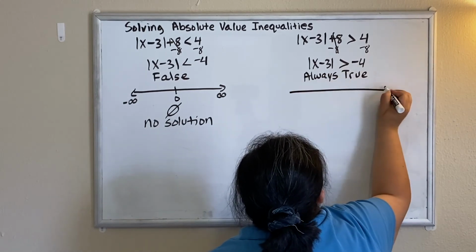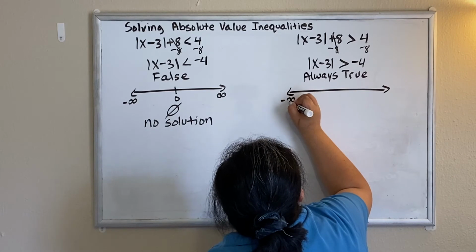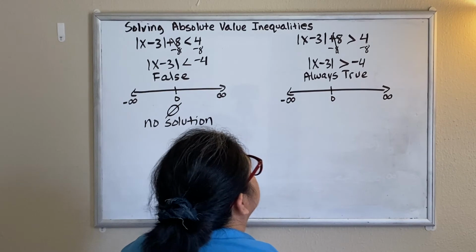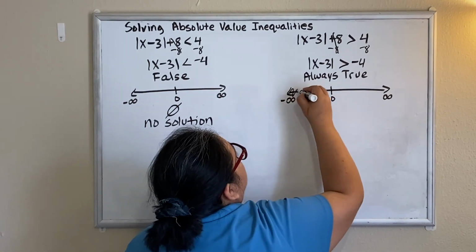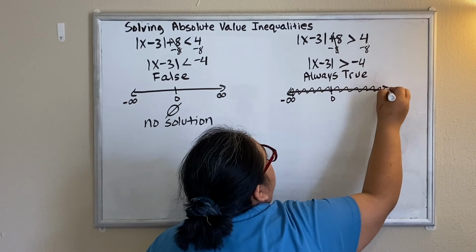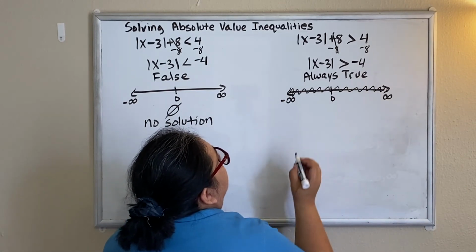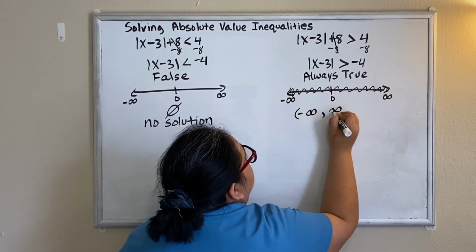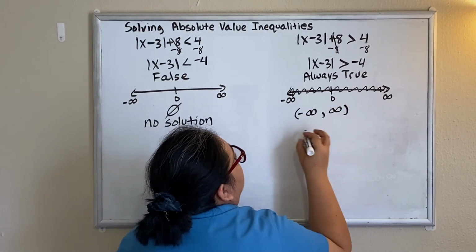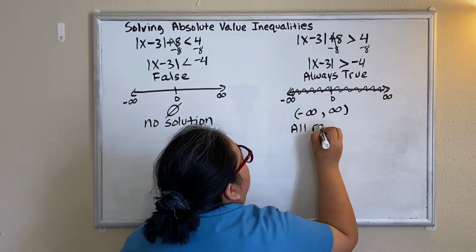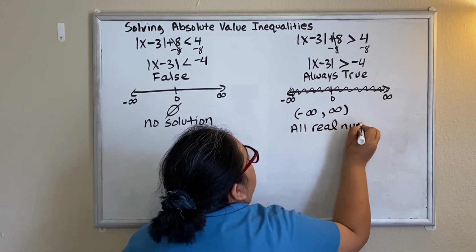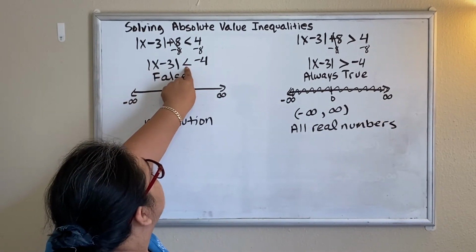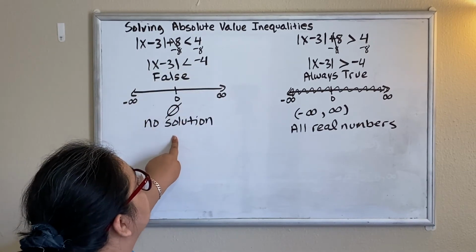So what that means for our number line, going from -infinity to infinity with 0 in the middle, if it's always true, then it's true everywhere. So we're going to shade the entire number line. So now for interval notation, my solution starts at negative infinity and it goes to positive infinity. And this is another way of saying all real numbers.